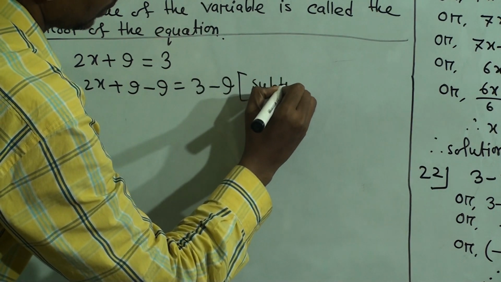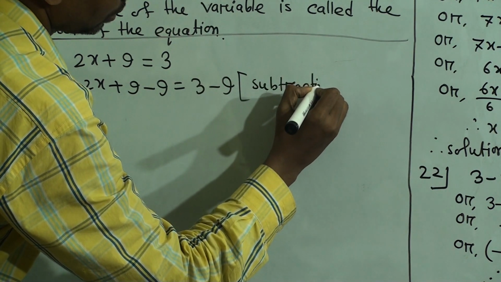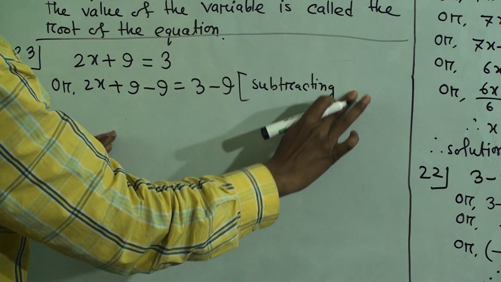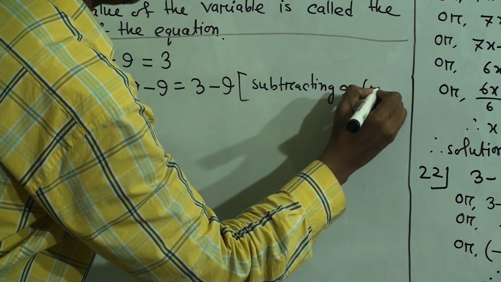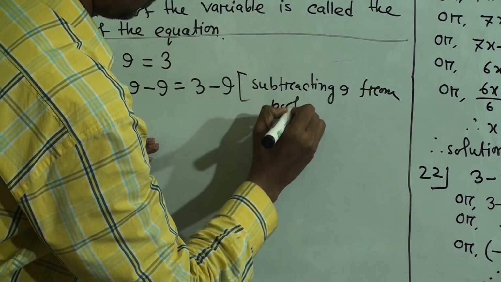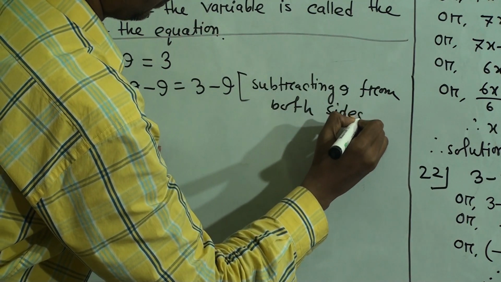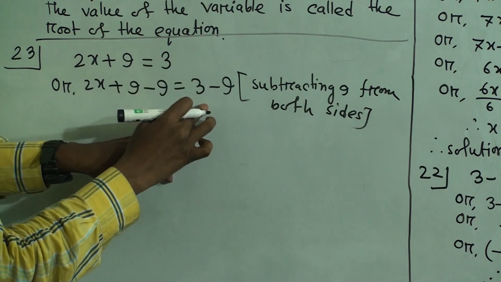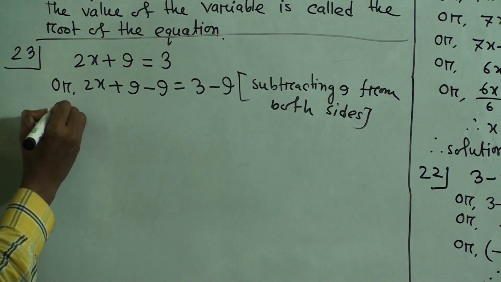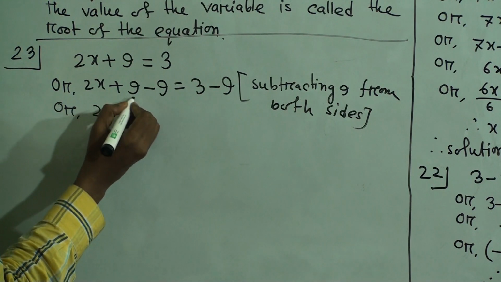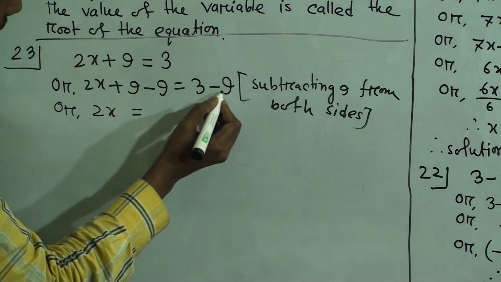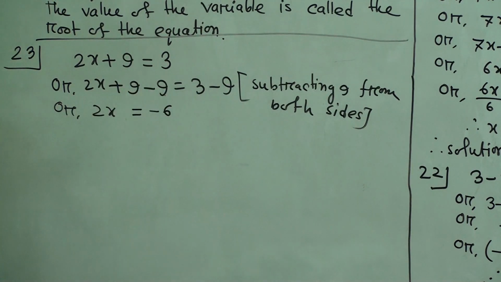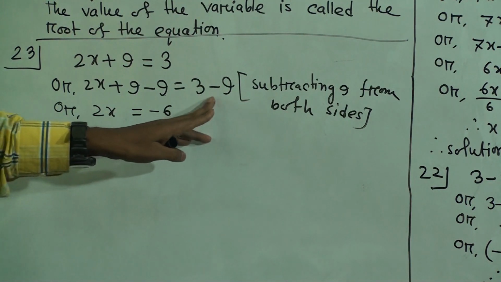Subtracting 9 from both sides. Okay, look, 2x plus 9 minus 9, 3 minus 9. The plus 9 and minus 9 vanish, then you get 2x. 3 minus 9, this is equal to what? Minus 6.